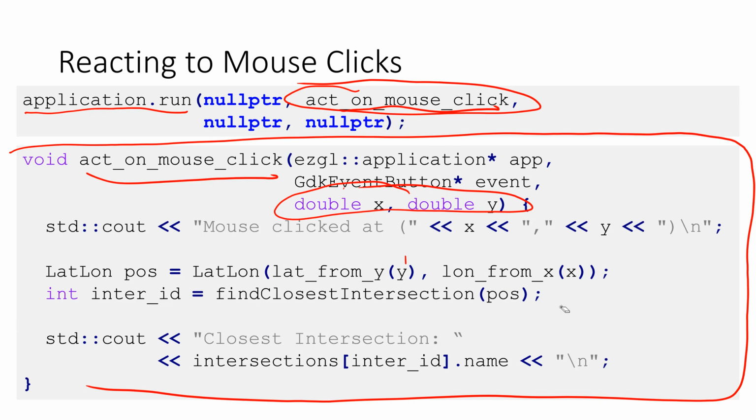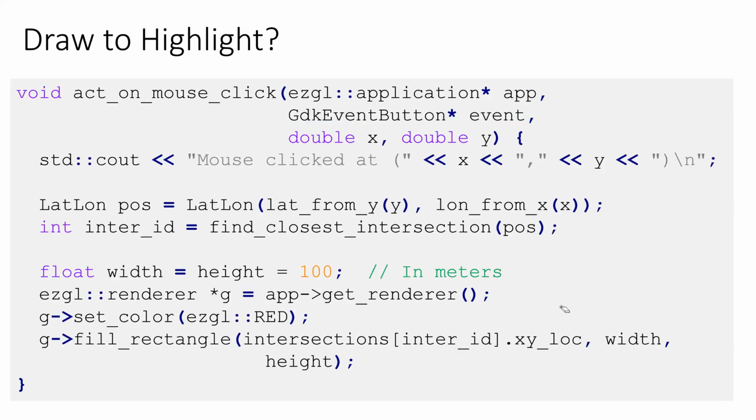Okay, so now I want to highlight that. So I want to actually give some visual feedback to the user. You clicked on this intersection, where is it? So I need to draw it differently. Okay, so here's that function that I just wrote. I figured out what the intersection ID you clicked on was.